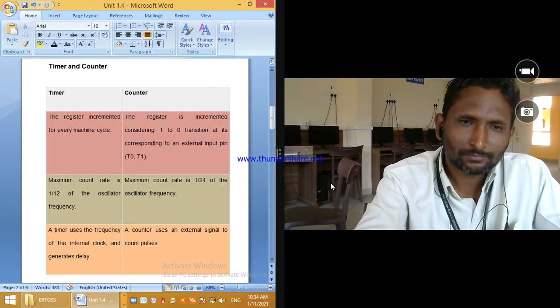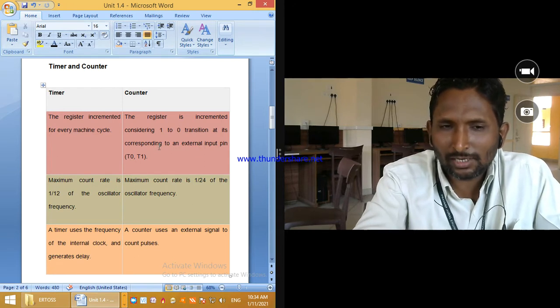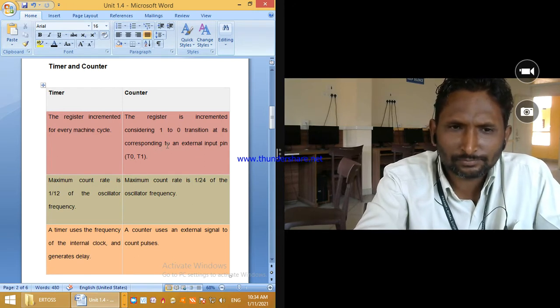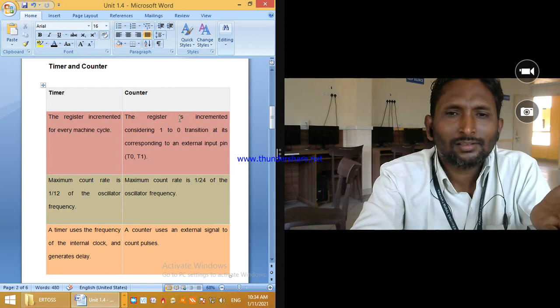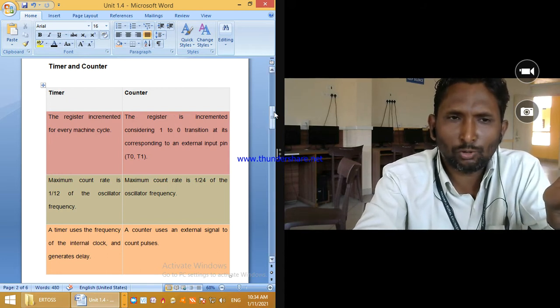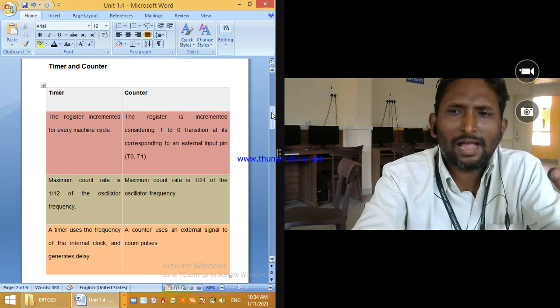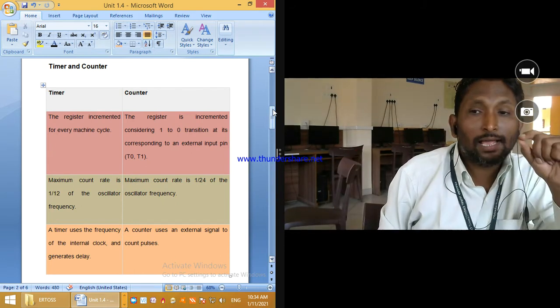No matter. And counter is different. Have you understood the difference between counter and timer? Over here, if you are able to read all these things, it is mentioned over here, right? I am not going to read all these things. My aim is only to specify what exactly the difference between timer and counter is, which I have explained.